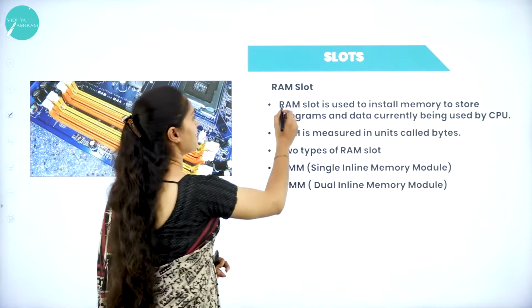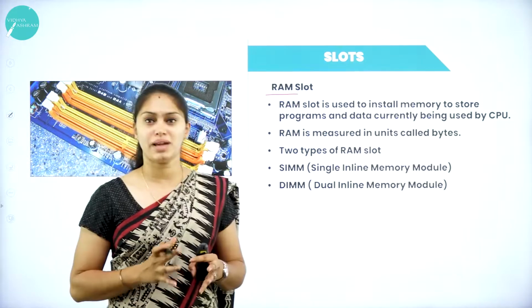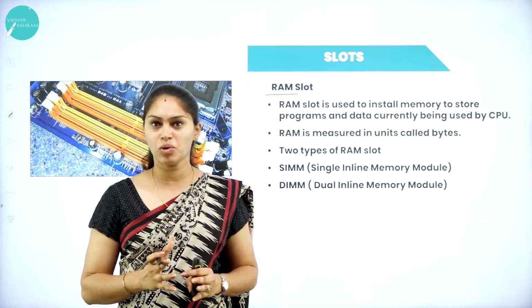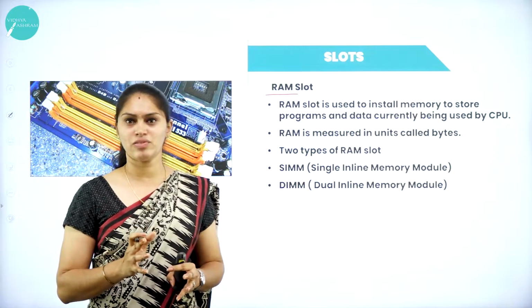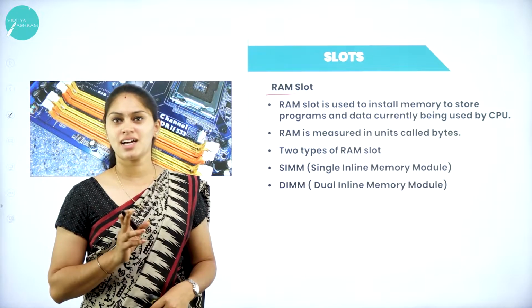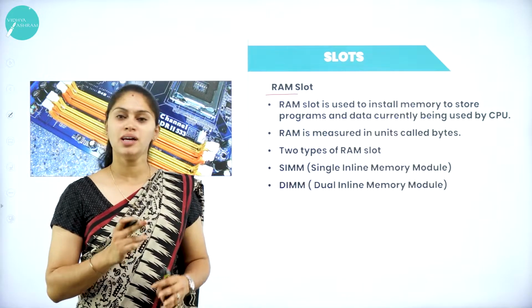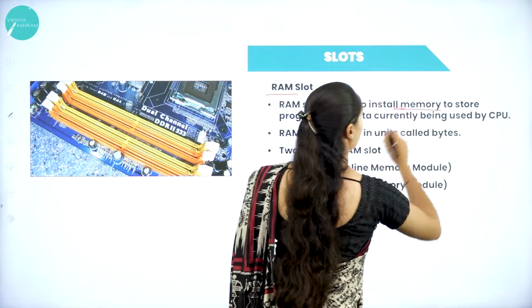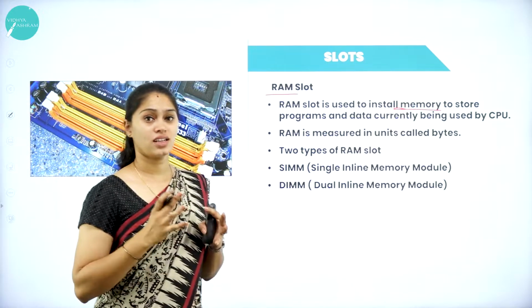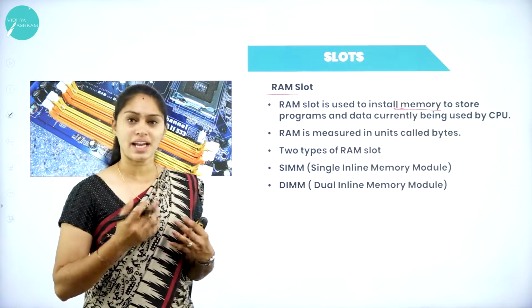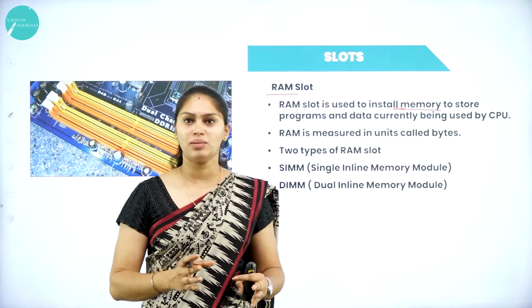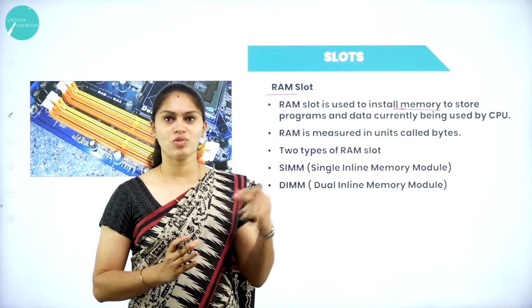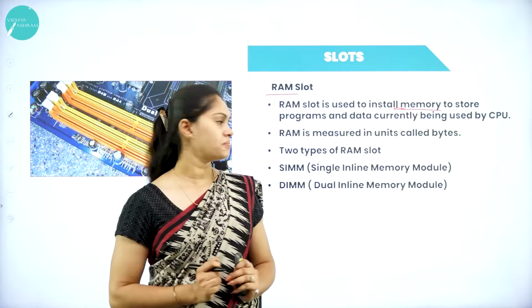So coming to this RAM slot, the RAM slot is mainly used to install the memory. As I told, memory is mainly required for what? In order to store the data and instructions which are required for processing, right? So this RAM slot is mainly used to install the memory that is used to store the programs or any data which is currently required by the CPU. So that we require this RAM slot.